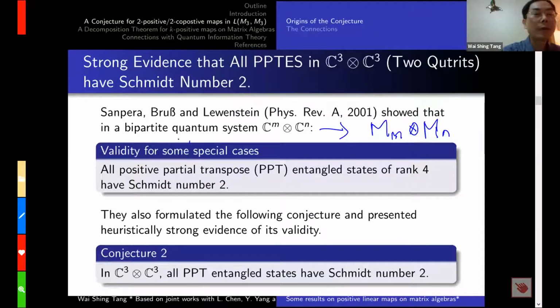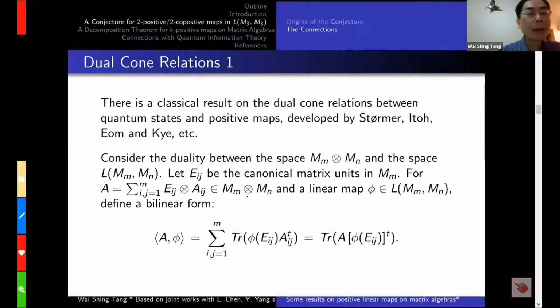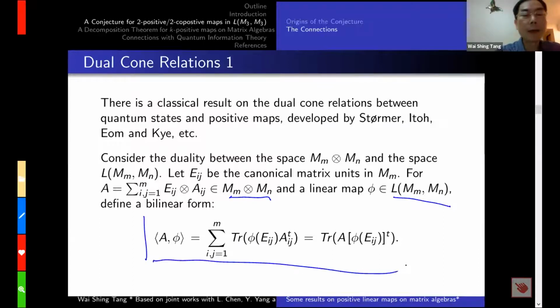Now, in general, for some special cases and conditions they have proven results about Schmidt number 2. And then they conjecture that in the special case m equals n equals 2, all the entangled states, which means they are not separable states, must have Schmidt number 2. It turns out that this conjecture 2 and the previous conjecture 1 are equivalent in the following manner. Basically, we have a bilinear pairing between the tensor space Mn tensor Mn and linear maps from Mn into Mn.